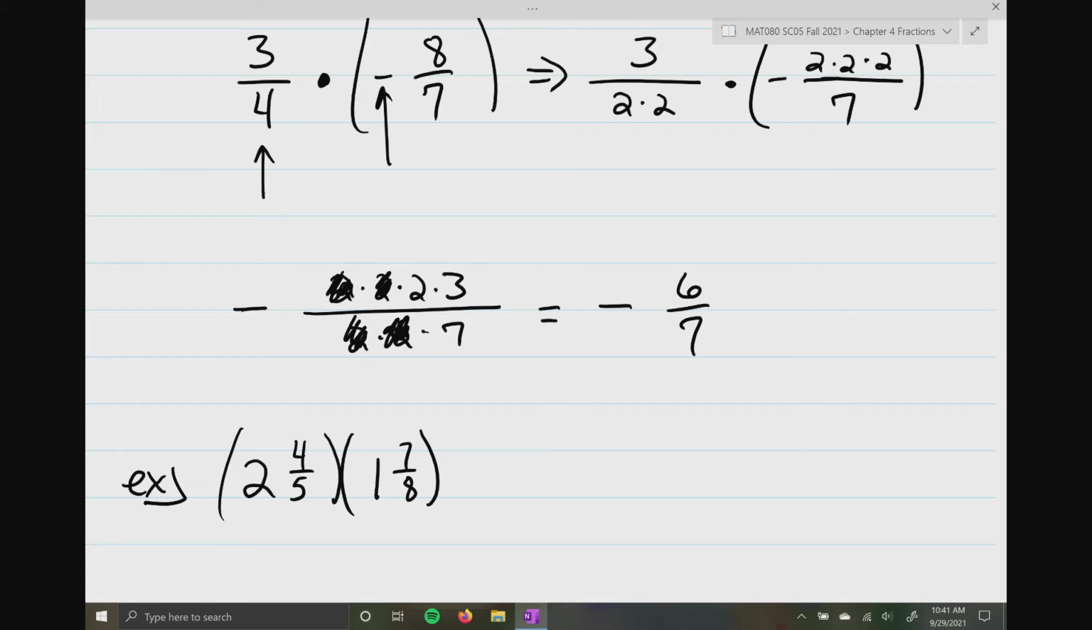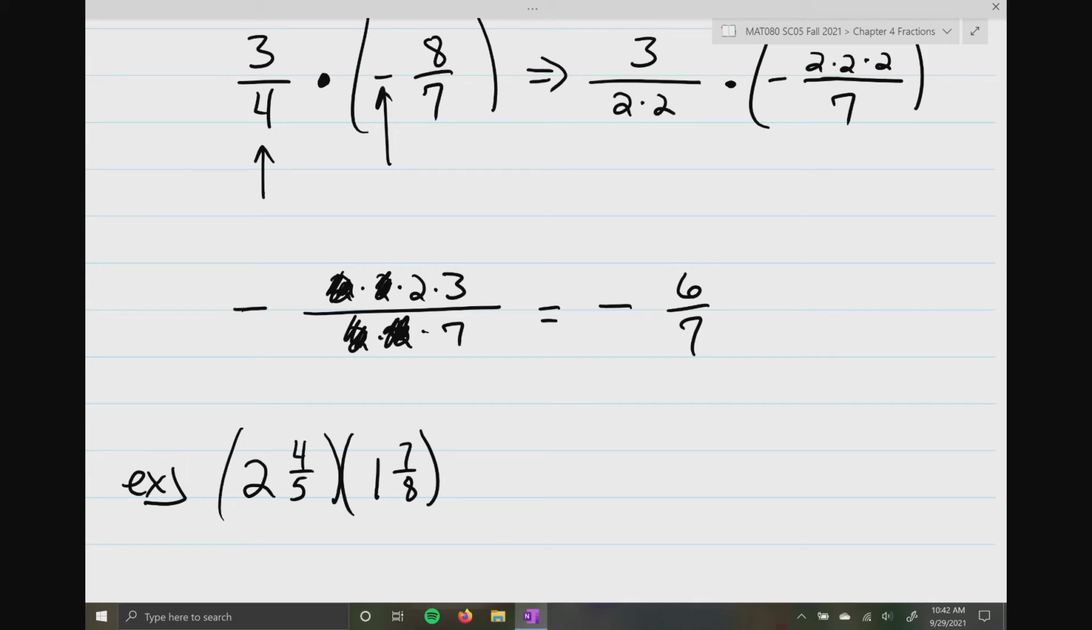This time we have mixed numbers. Okay. Now, what do we know about mixed numbers? I mean, you're correct. But what do we know about them? Do we know how to multiply them yet? No. But we do know how to multiply fractions, just regular fractions, correct?